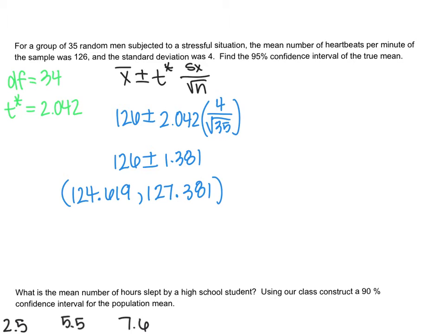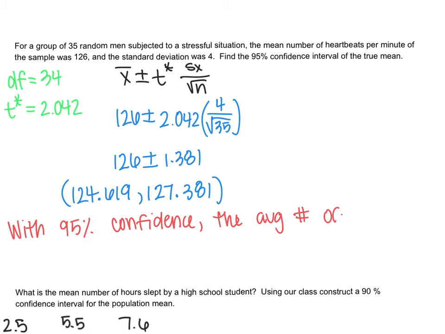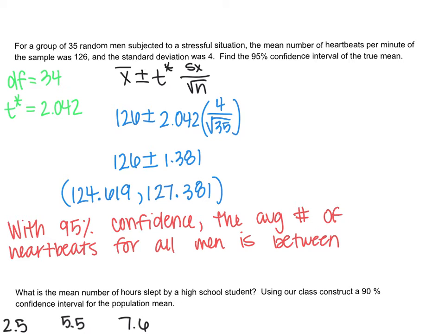So for interpreting what this confidence interval means, we can say with 95% confidence, the average number of heartbeats for all men is between, and we can round to whole numbers here, 125 and 127.